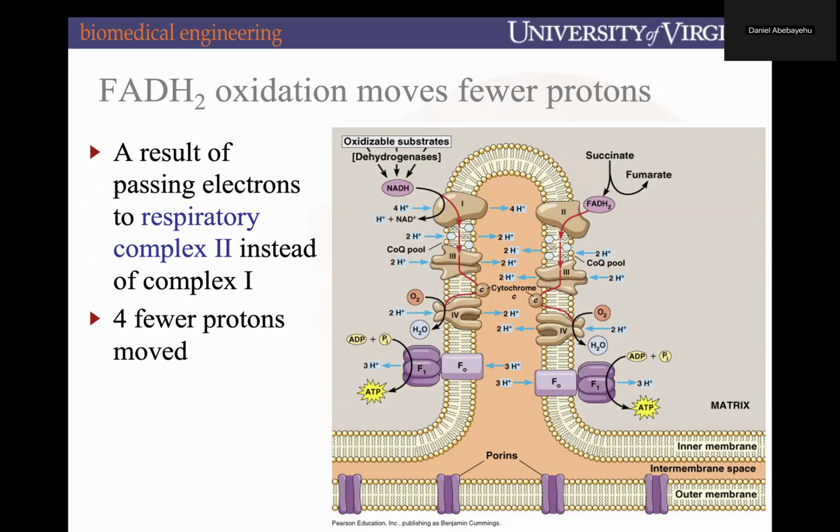So we have no hydrogen ions moved across at complex 2. We still have 4 moved across at complex 3 and 2 moved across at complex 4. And so we have 4 fewer hydrogen ions that move across the membrane in response to FADH2 when we compare it to NADH.